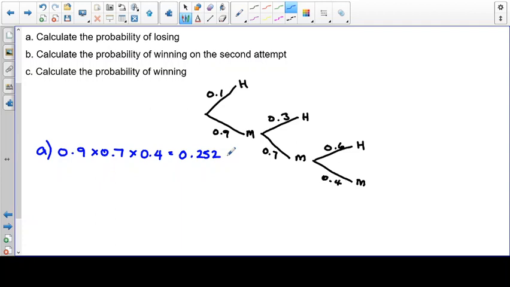Okay, calculate the probability of winning on the second attempt. Well, the probability of winning on the second attempt means that we must have missed on the first attempt. So missed and then hit the target. So that's 0.9 times 0.3, which is 0.27.